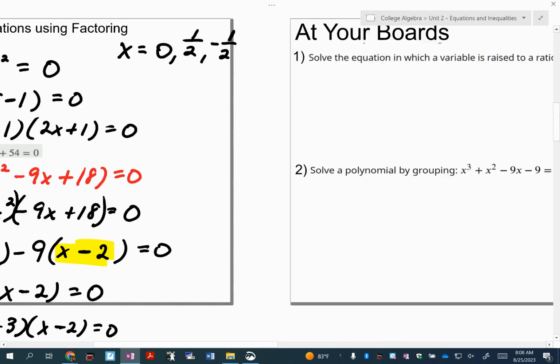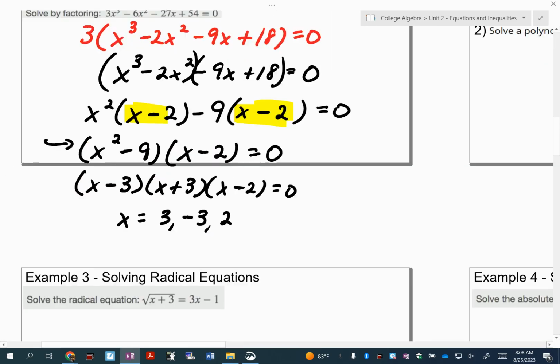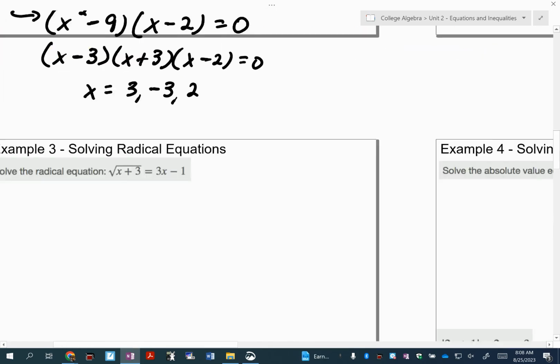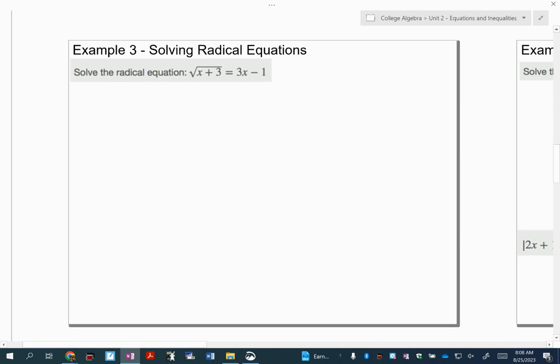All right, the next one says at your boards, you can try those on your own. Here, I'll show you right here. You can try these on your own, pause it so you can have some practice of doing what we just did. All right, so after that, we're going to move to some radical equations.